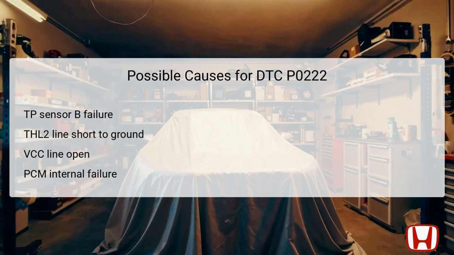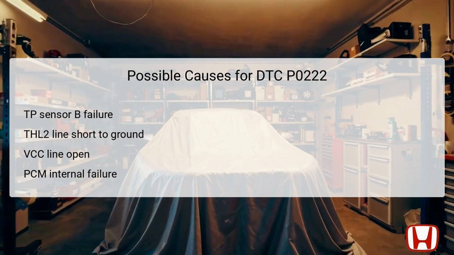Several factors can contribute to triggering the DTC P0222 error code. The first potential cause is the failure of the throttle position sensor B itself. This could involve the sensor malfunctioning due to wear and tear or internal electrical faults. Next is the possibility of a short circuit in the TL2 line, which could result in the system reading an incorrect voltage input. An open circuit in the voltage supply line, referred to as VCC, could also lead to a lack of signal to the PCM, thereby causing the low voltage error.